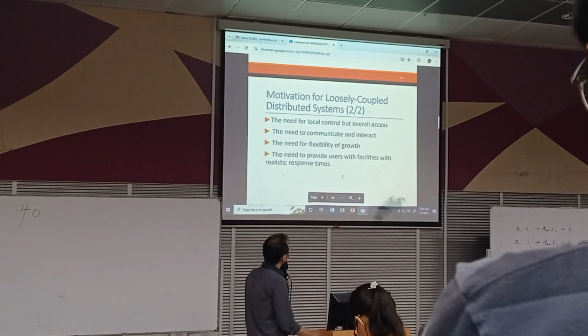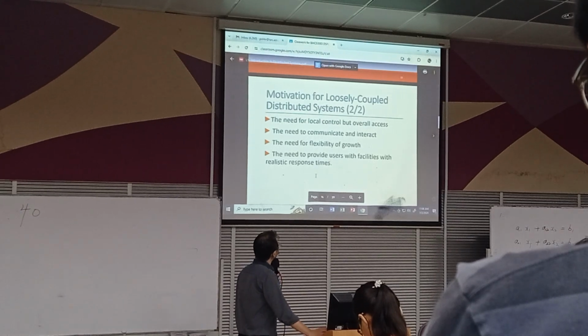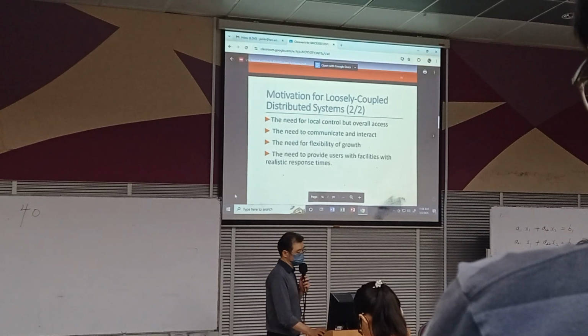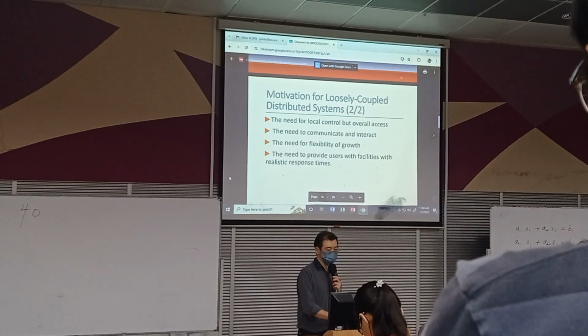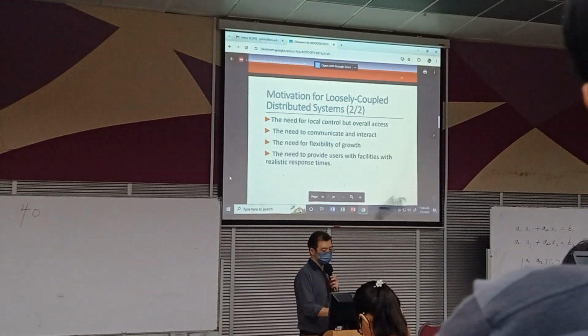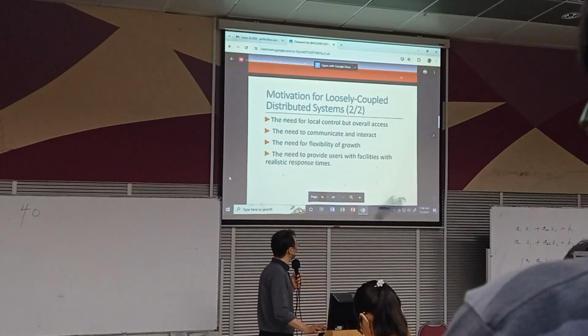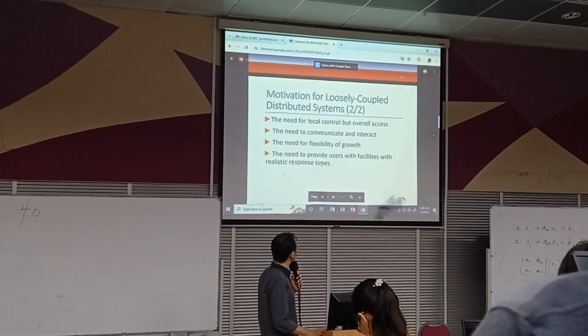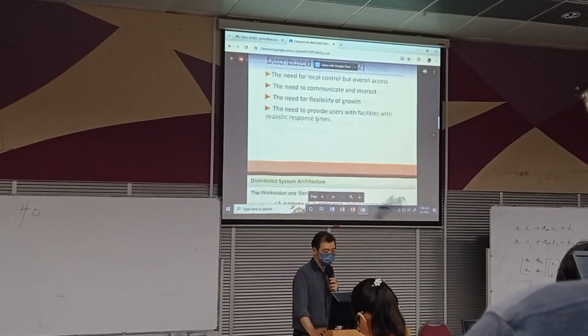Okay, and then you can provide the service to the user much faster, because a loosely coupled system is normally a distributed system, and normally the distributed system is close to you, so you can get the service with lower response time.